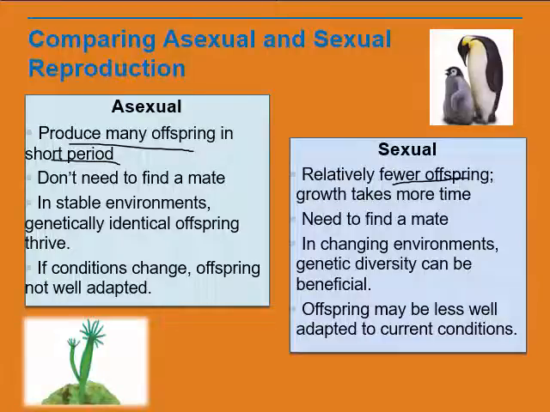So they need to find a mate. And in a changing environment, because they also have the fusion of two genetics, they are able to actually create diversity. And also inherently, that helps them to adapt to other current conditions within that environment.